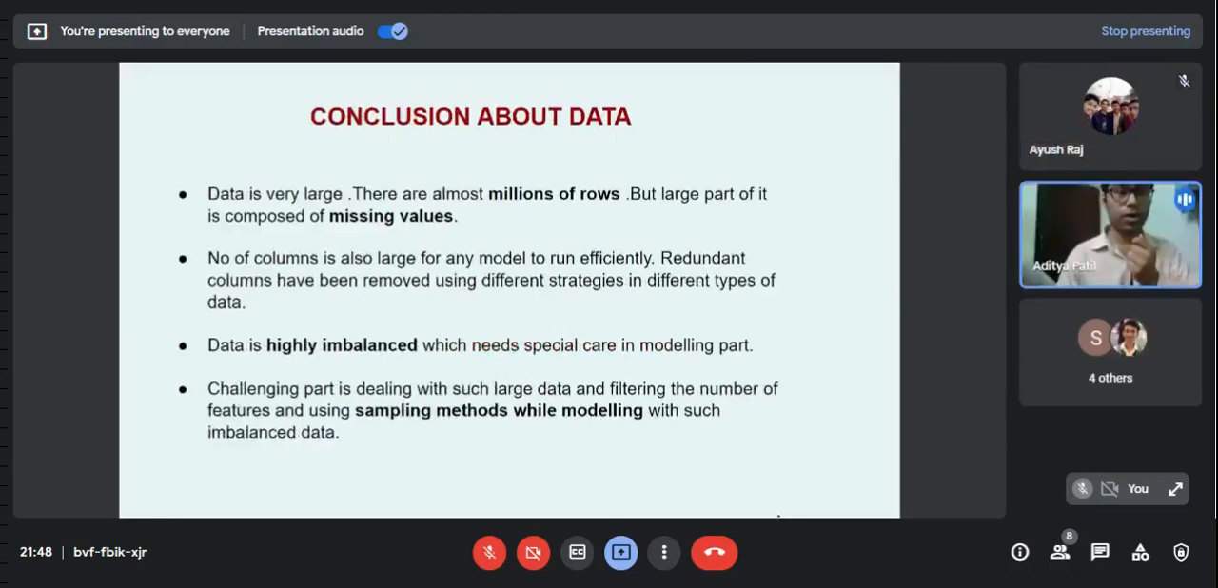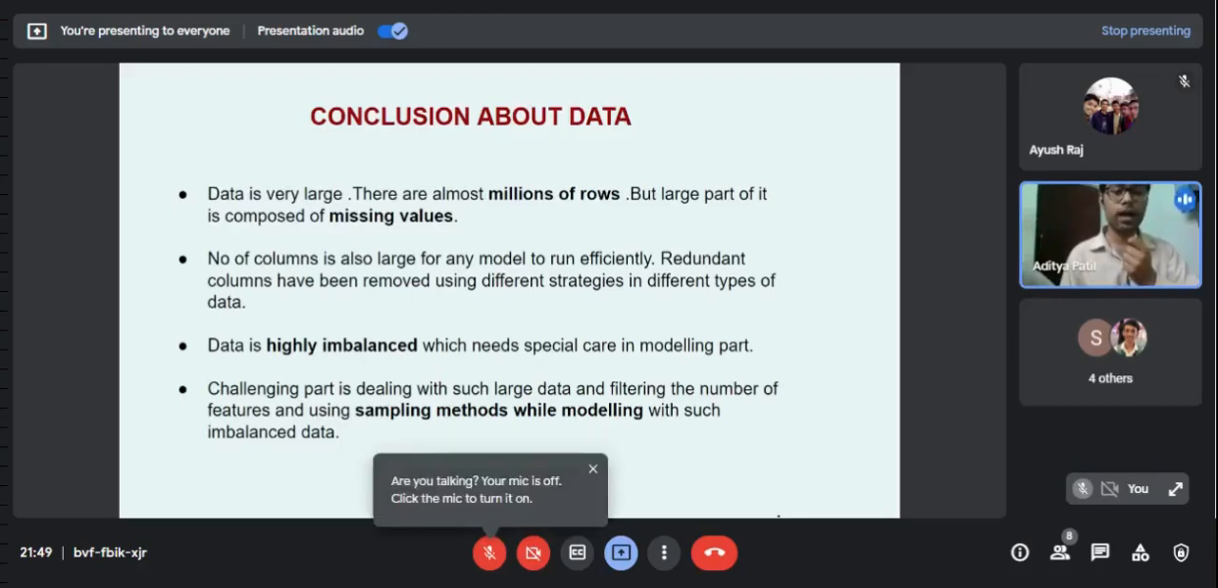So finally, conclusion about data. First of all, data was very large. There were almost millions of rows, but a large part of it was composed of missing values. The number of columns was also large for any model to run efficiently. Redundant columns have been removed using different strategies in different types of data. Data is highly imbalanced, which needs special care in the modeling part.